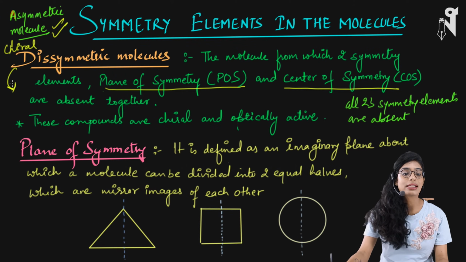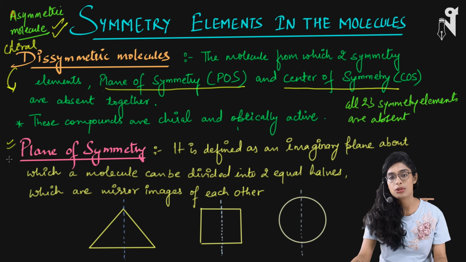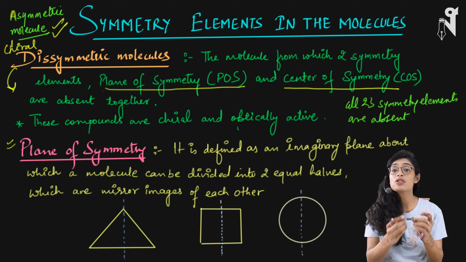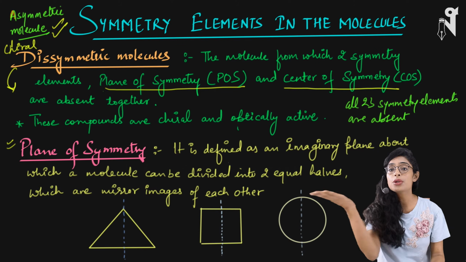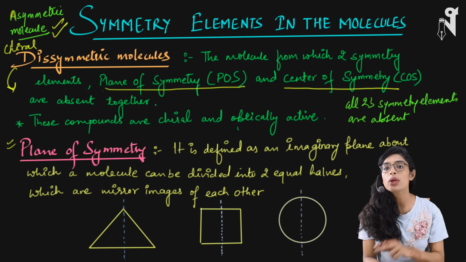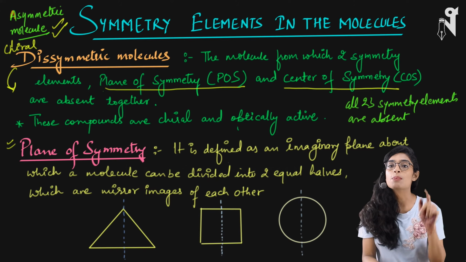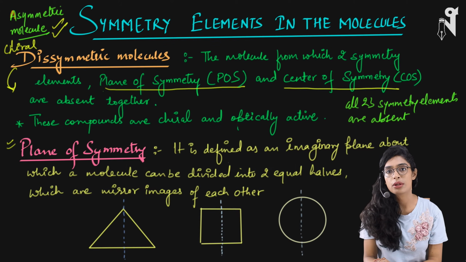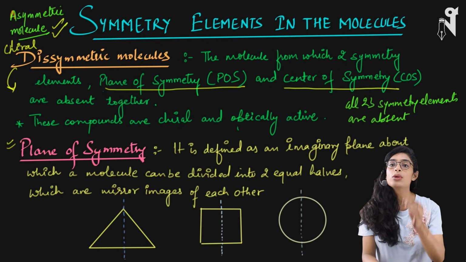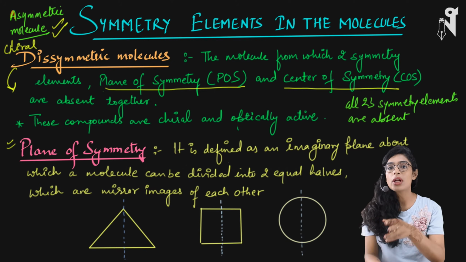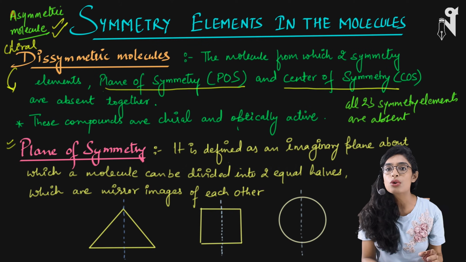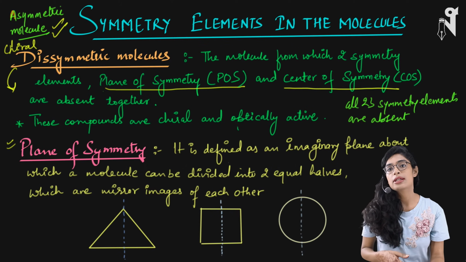Now let's understand what is plane of symmetry. Let's get into detail of what is plane of symmetry. Plane of symmetry means when you take a substance and cut it through a certain plane, you get two equal halves. Those two equal halves must be mirror images of each other. If you are able to cut a particular substance in two equal halves and those two equal halves are mirror images of each other, then it is called a plane of symmetry.